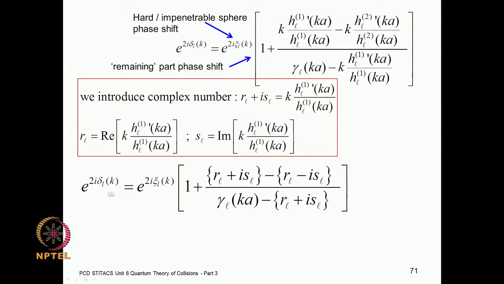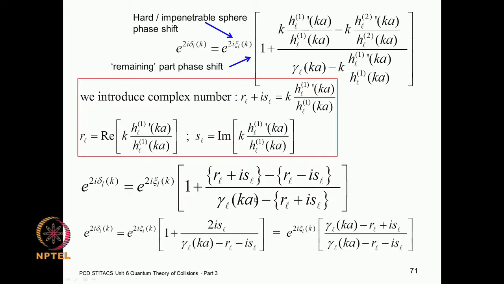And now we have this e to the 2i delta_l, where delta is the scattering phase shift, which is now written in terms of this hard sphere component xi and another component. Because I have now introduced this R and S, I can write these ratios in terms of R and S instead of the Hankel functions. Here you have defined R and S in terms of the Hankel functions, so you can invert the relations and write the Hankel functions in terms of R and S, okay?